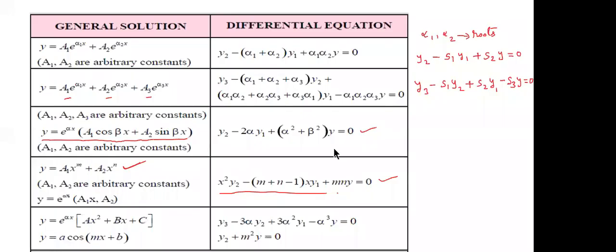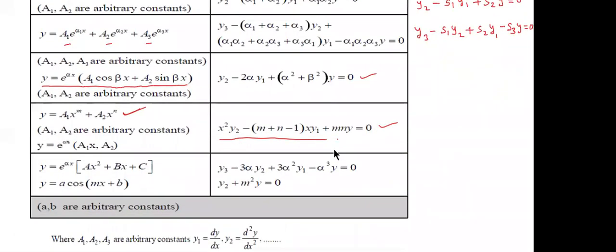Okay. Now go to another equation. y is equal to e power alpha x into (a x square plus b x plus c). This is the given equation. How to write the differential equation? This is the formula: y3 minus 3 alpha y2 plus 3 alpha square y1 minus alpha cube y is equal to 0. Y is equal to a cos(mx plus b). This is the given equation. How to write the differential equation? This is a shortcut method: y2 plus m square y is equal to 0.